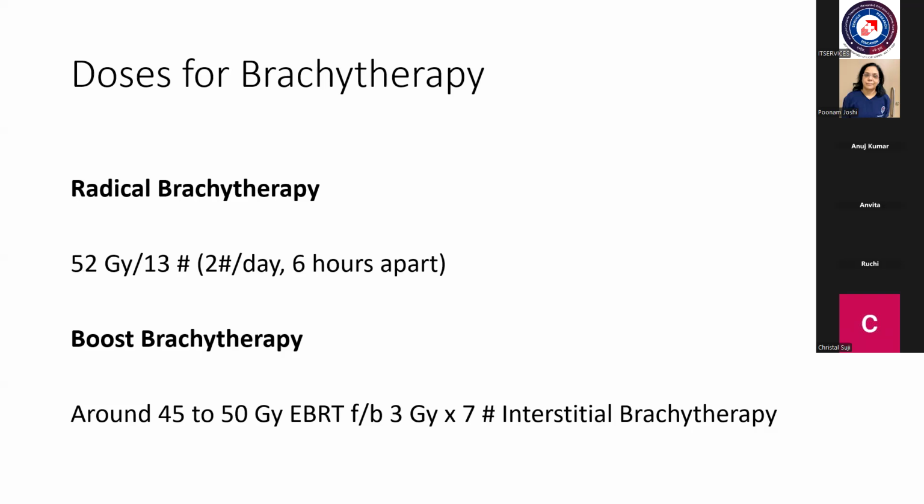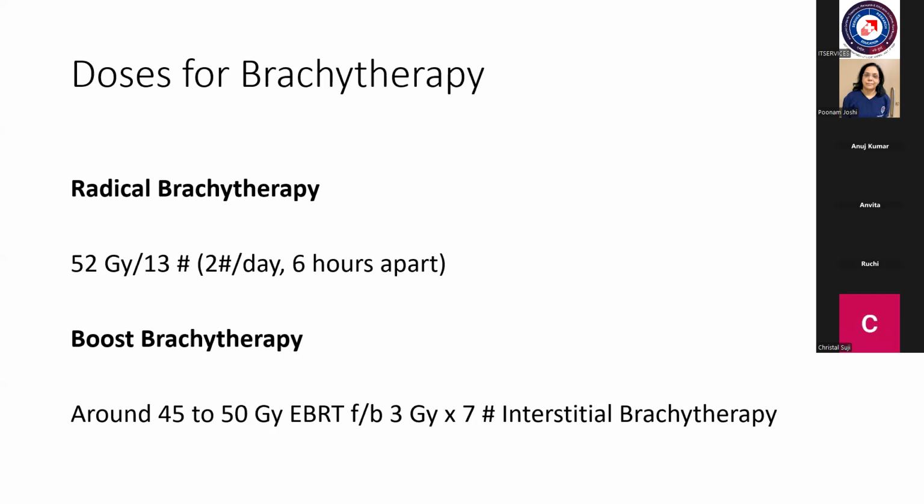So these are the doses for brachytherapy, like I already mentioned in some of my previous slides. So in radical brachytherapy, we give about 52 gray in around 13 fractions. So this is 4 gray per fraction. So how we normally treat is that we give 2 fractions in a day. So 2 fractions should be at least 6 hours apart. So once the patient is taken for the procedure, once the procedure finishes, patient goes for CT scan. Sometimes we take the CT scan on the same day, or sometimes for the edema to settle down, especially in lip cancers, we take the CT cuts on the next day also.